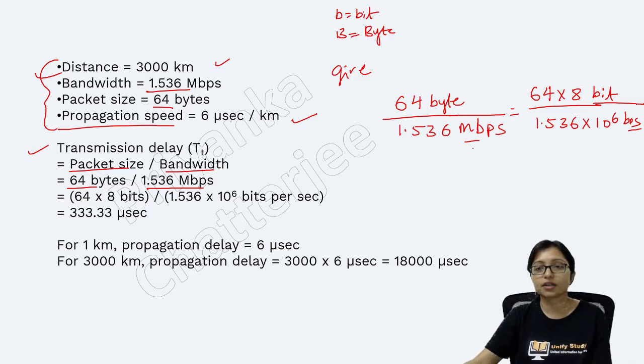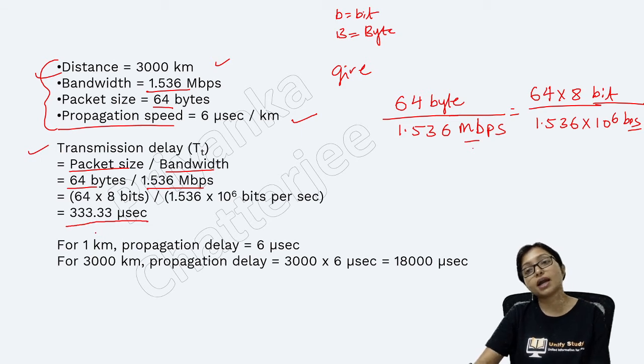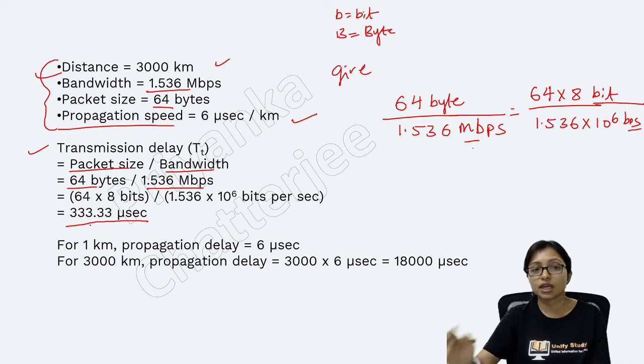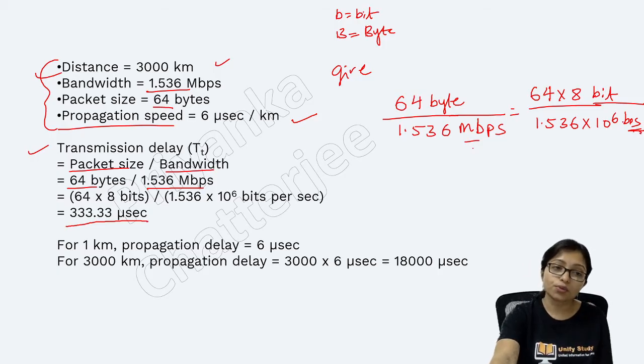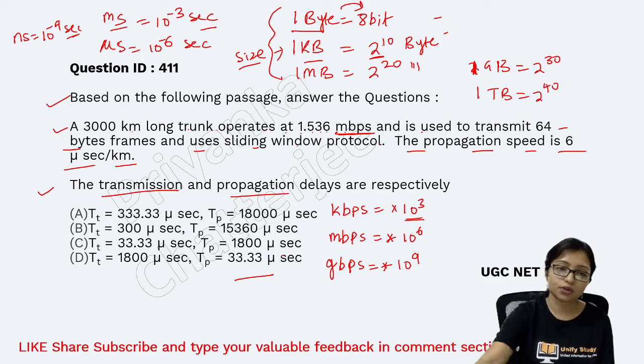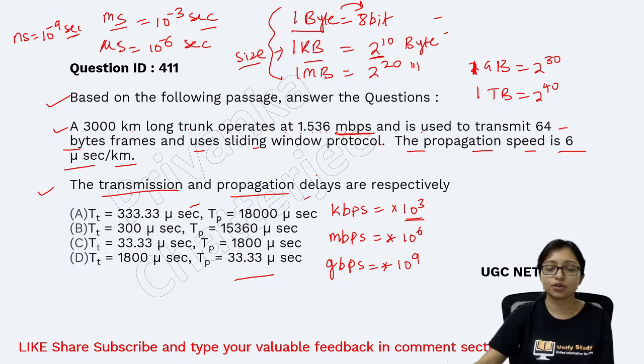Now it is perfect. And after calculation you will get 333.33 microsecond. This will come in microsecond because the question was asking for propagation delay in microsecond and we have converted it. Actually it is converted in second, your answer will come in second. After that, as the option is given in microsecond, that's why we are converting into microsecond.